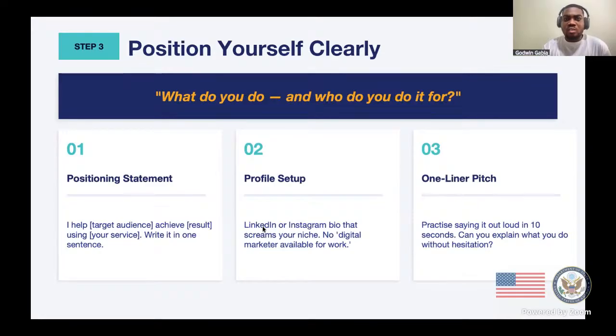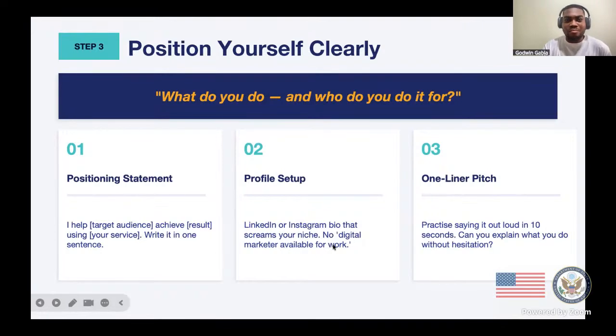Right now, if you create your CV, it has to be straight to the point, right? So the same thing should be on your LinkedIn. Make sure everything you put out there is directly linked with what you do or what you're trying to sell. The same for your Instagram, your bio should only talk about what you're trying to sell or what you're offering to people. Do not go and say, I'm a digital marketer, I'm available for work.